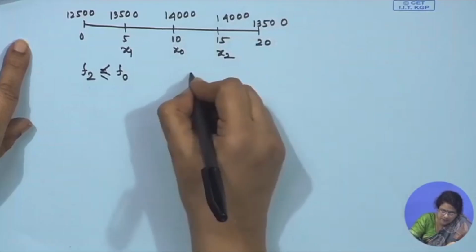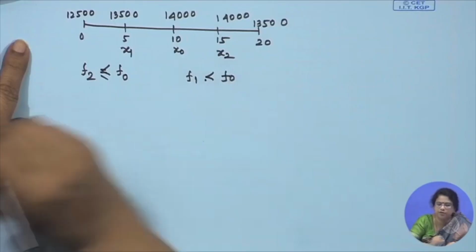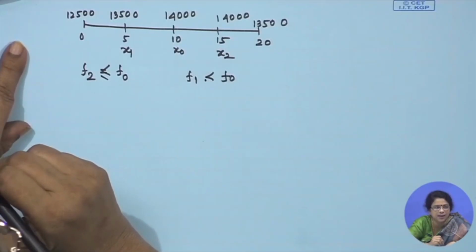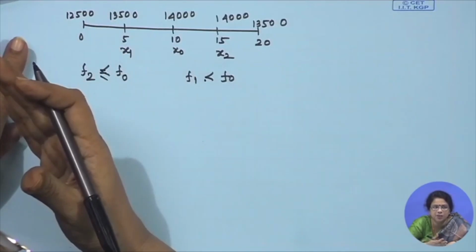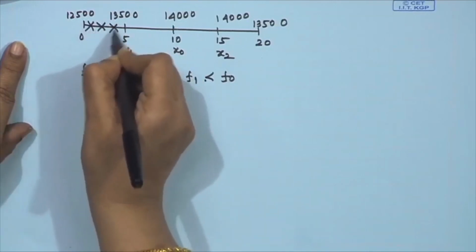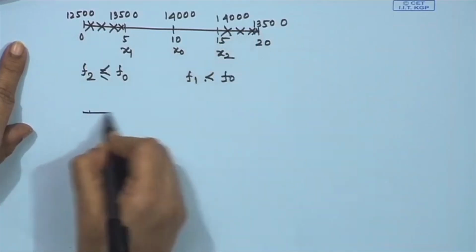What else could we see? f 1 is less than f naught. Then which process shall we consider? We will consider the third one, because this is a maximization problem. Whatever inequality relation we took for the minimization, for the region elimination, for a maximization problem, that is the reverse one. That is why we are sure the optimum cannot lie from 0 to 5 or 15 to 20. That is why we will eliminate this region. My new interval of uncertainty would be from 5 to 15.